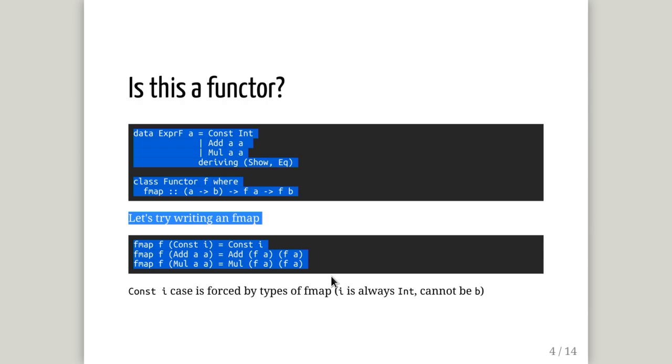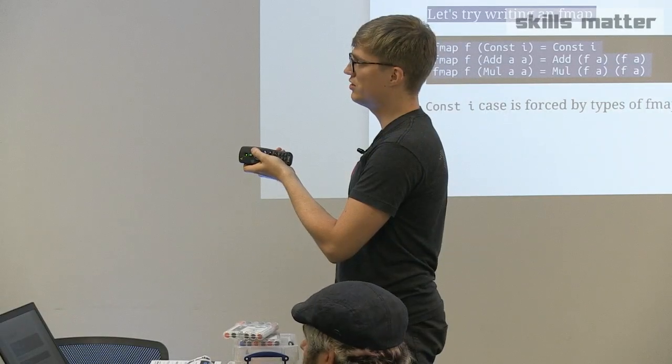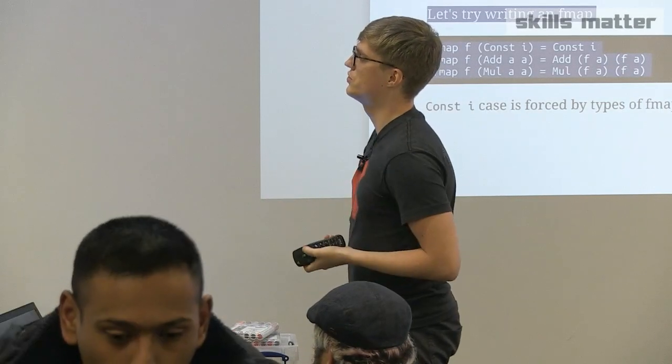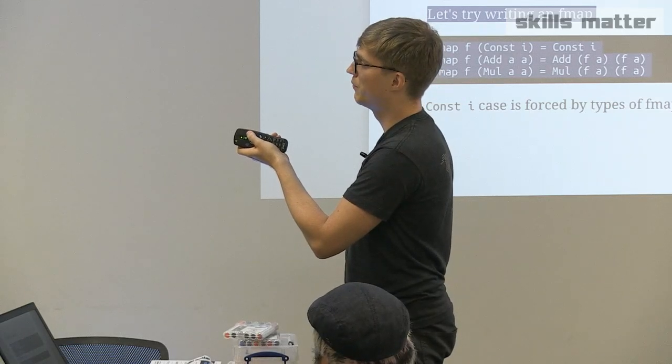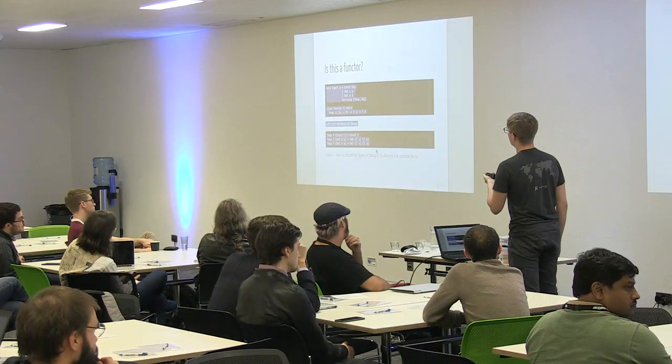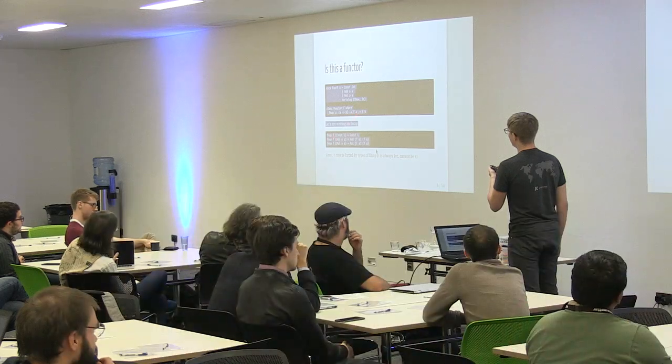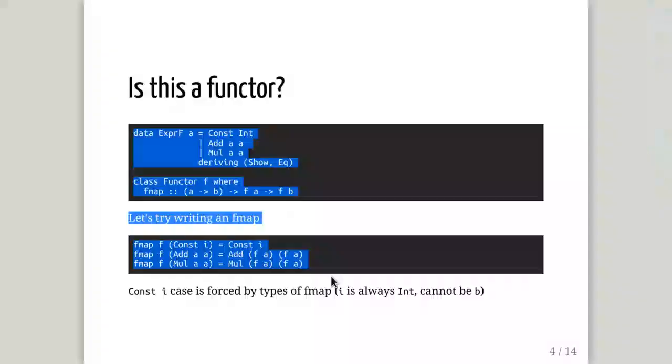So why don't we apply the function for the constant element? Well, that is because we have the int here, right? So had we applied the function that brings that to b, that would no longer be an int, so we can't make it more general than it is in the type.